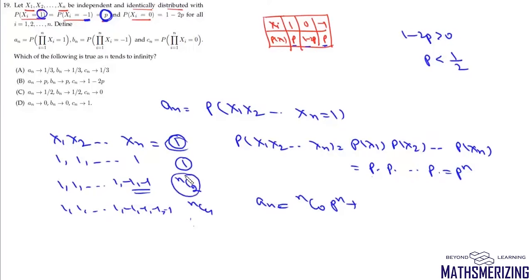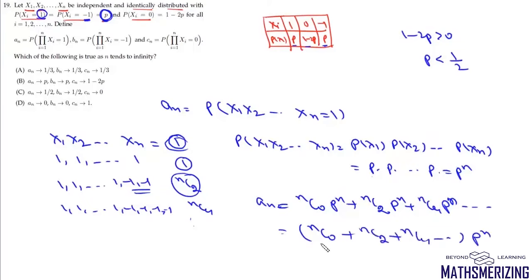Second one will be NC2 P to the power n. NC4 P to the power n. So we'll get this condition as NC0 plus NC2 plus NC4 and so on, into P to the power n. Now we know that the value of this binomial series is 2 to the power n minus 1. So it will be 2 to the power of n minus 1 into P to the power n. So it will be 1 by 2 into 2P to the power n.